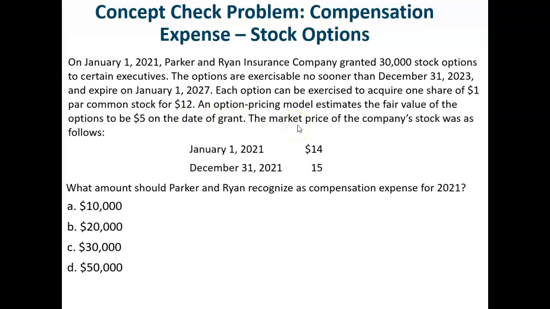The market price of the company's stock on January 1st, 2021 was $14, and on December 31st, 2021 is $15. What amount should Parker and Ryan recognize as compensation expense for 2021? Please pause your video to do the calculations and select your answer. Is it A, $10,000, B, $20,000, C, $30,000, or D, $50,000? Once you have selected your answer, restart the video to check your work.